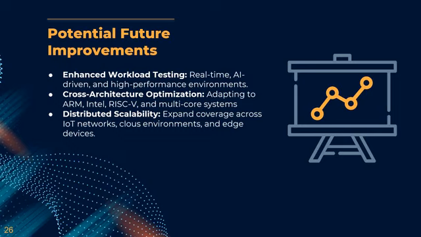Next, Blue Chip should adapt to a wider range of architectures, including ARM, Intel, RISC-V, and other multi-core systems. Different architectures present different challenges. What works for one may need to be optimized for another. This ensures Blue Chip can be deployed across the tech ecosystem without compatibility issues.